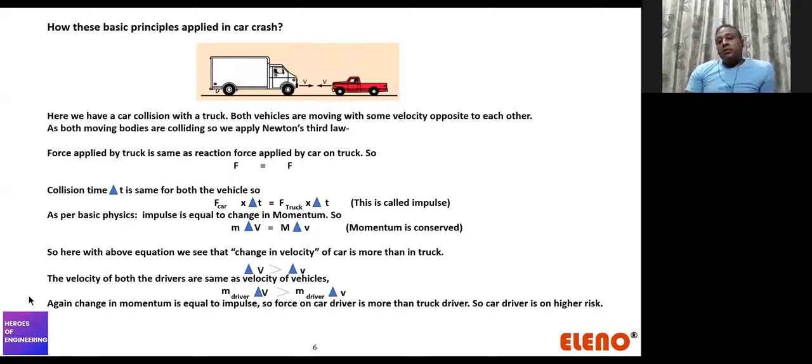Now I am going to another part here. As I already mentioned, the change in momentum faced by the car driver is more compared to the truck driver. So the car driver is more severely injured than the truck driver. Now we are going to another slide here.